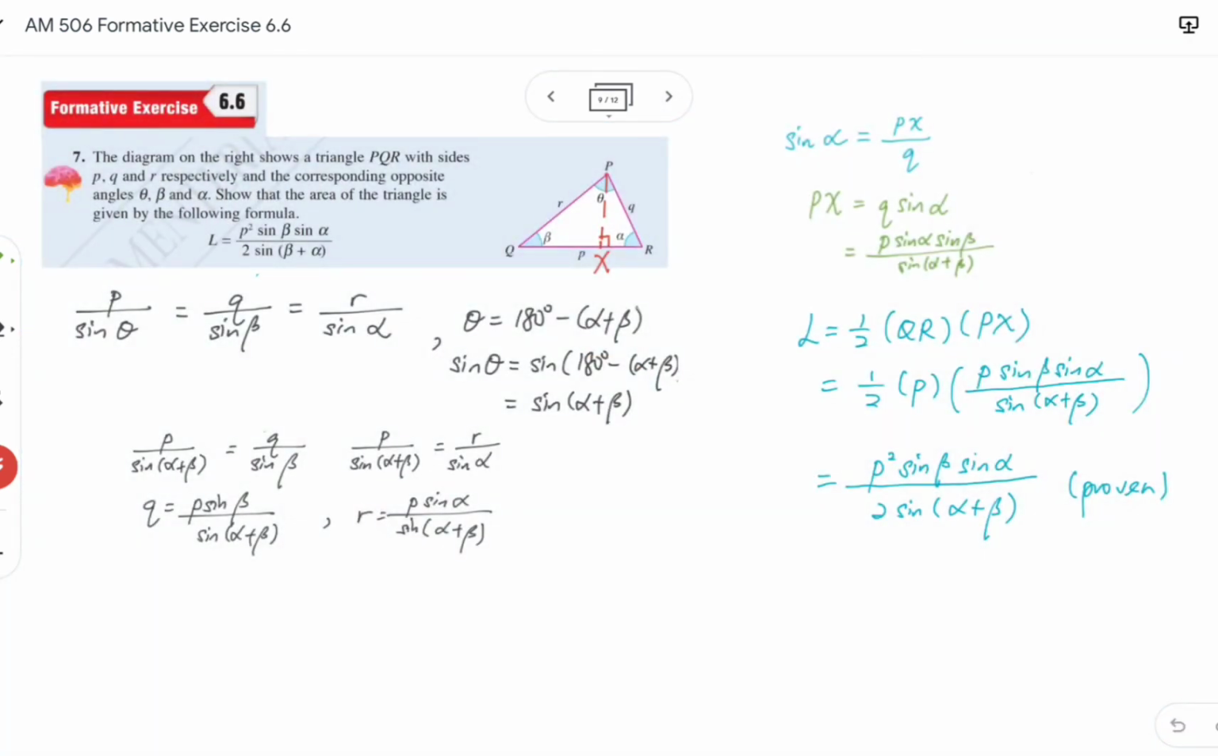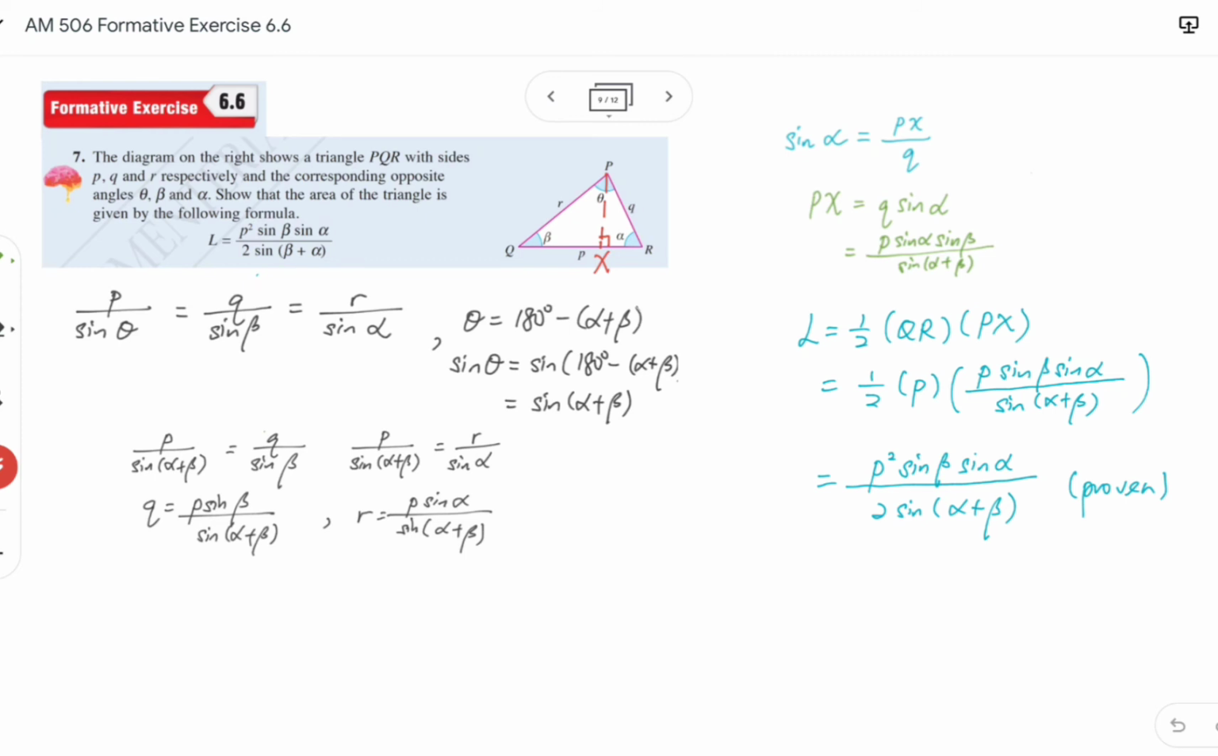Number 7. The diagram on the right shows a triangle PQR with the sides p, q, and r respectively, and the corresponding opposite angles theta, beta, and alpha. Show that the area of the triangle is given by the following formula: L equals to p square sine beta sine alpha over 2 sine beta plus alpha.